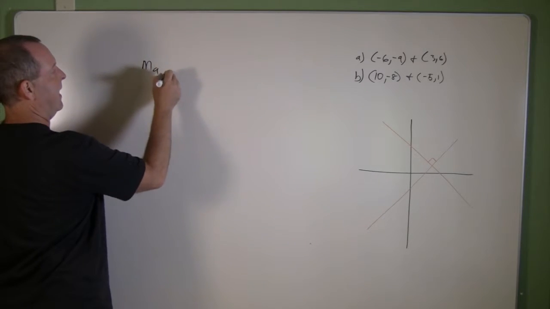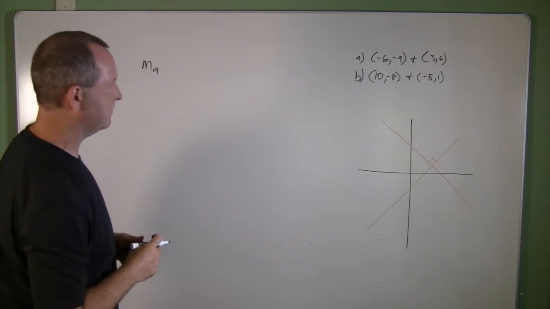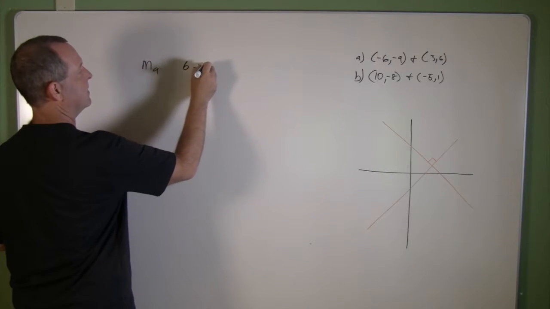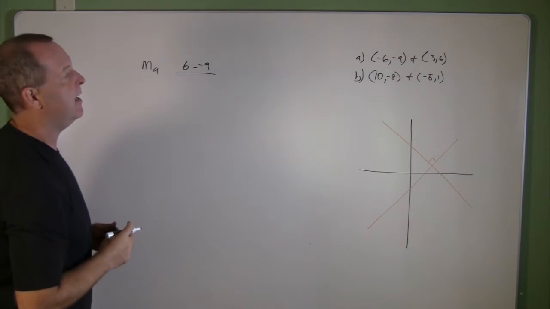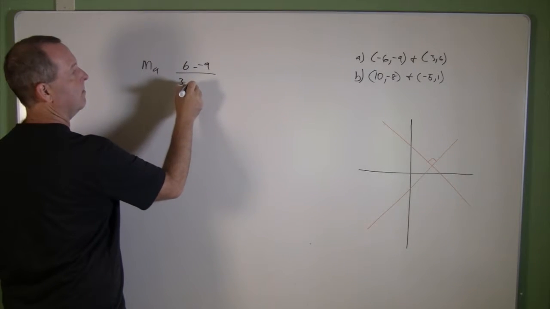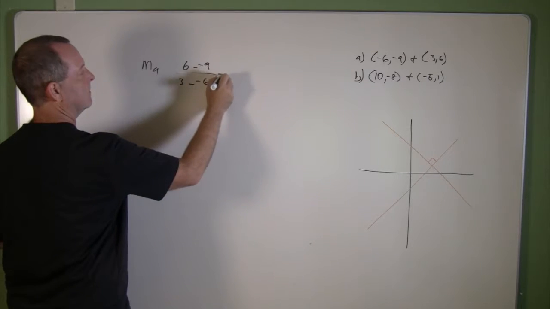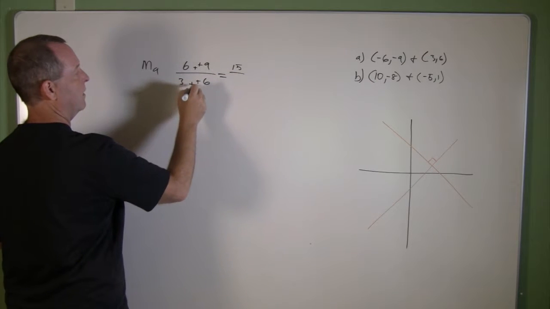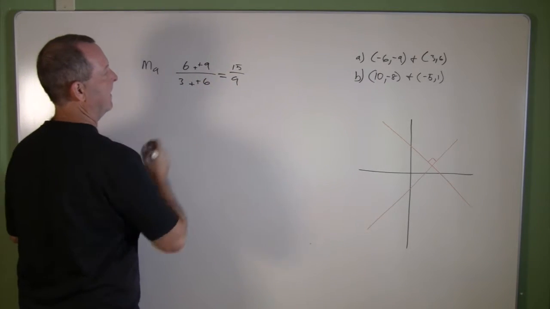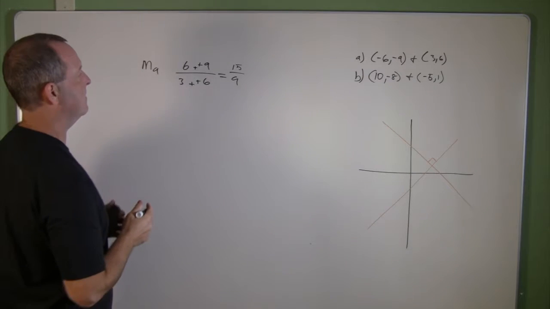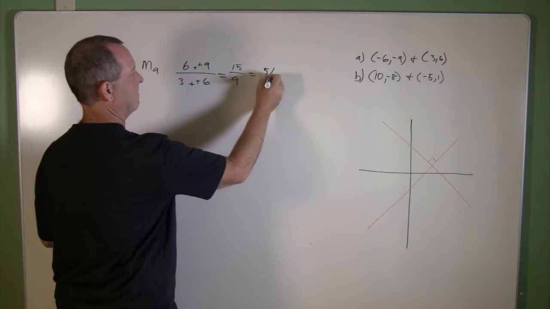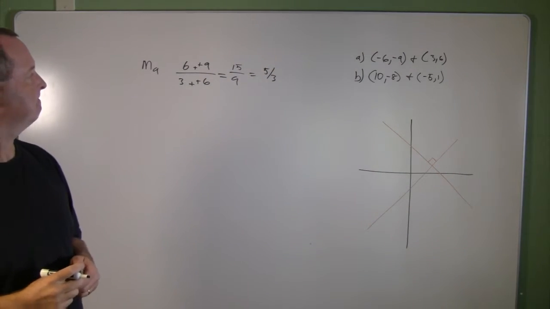The slope of A, or of my A set of points, is y2 minus y1, so 6 minus -9, over x2 minus x1, 3 minus -6, and that equals 15 over 9. And I can reduce that down. 3 goes into both of them, so that's the same slope as 5/3. Slope of 5/3.